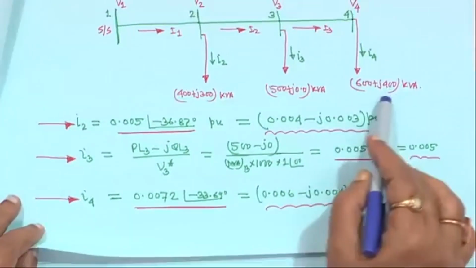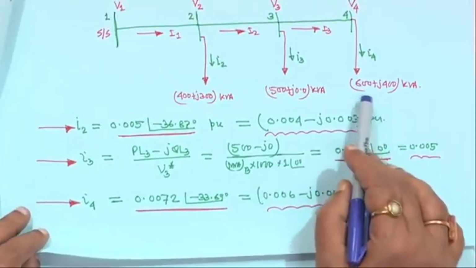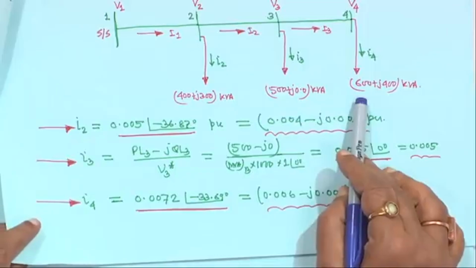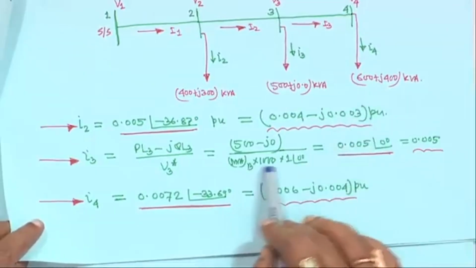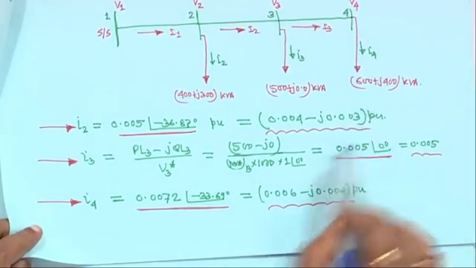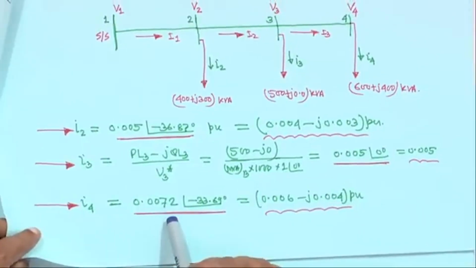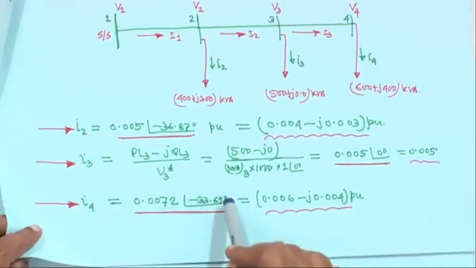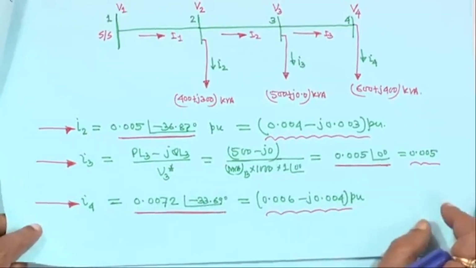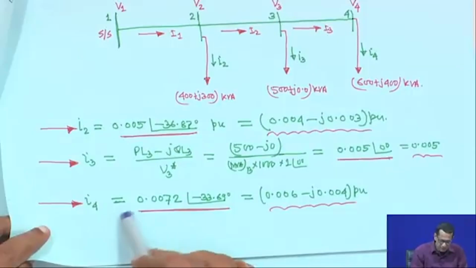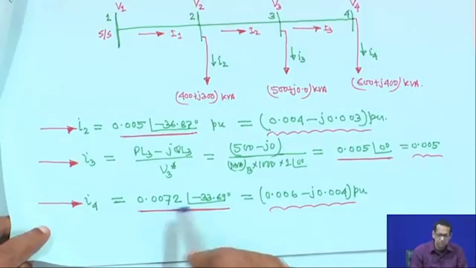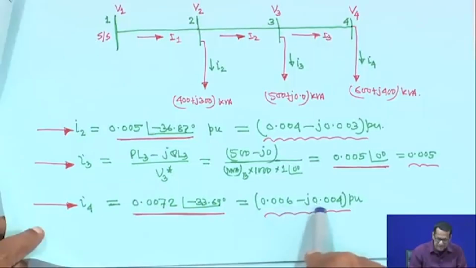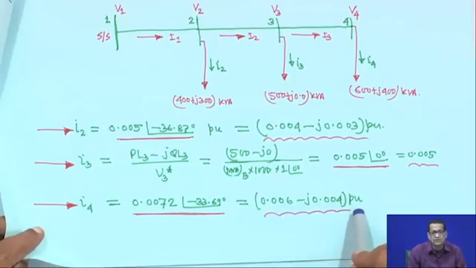And I 4 is the same as before. You convert it to per unit, divide by 1000 to get megawatt, then divide by the MVA base, and similarly you get I 4, which you have already calculated when solving that load flow. I have taken the same data throughout this chapter. So, I 4 is equal to 0.0072 angle minus 33.69 degree, that is 0.006 minus j 0.004 per unit.